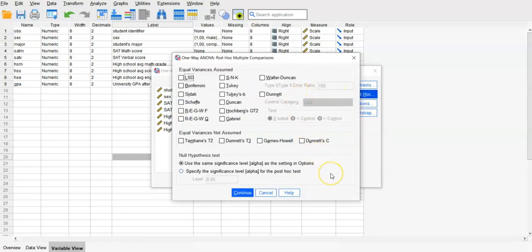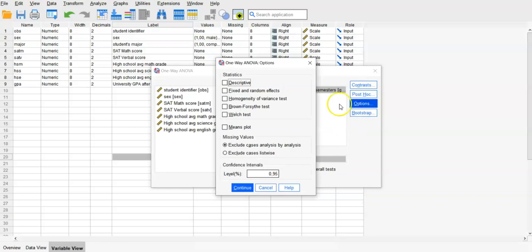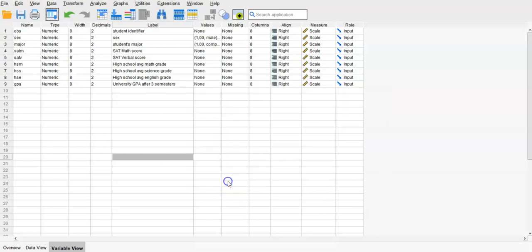that means that when you have a significant result, you should know where that significance is happening. Normally we choose the Tukey test. That is about when equal variance is not assumed, but in this test I will show you when it is assumed. If equal variance is satisfied, you can use the Tukey test. And then options. You need the descriptive, the homogeneity of variance test, and the means plot. Okay, continue, and then okay.